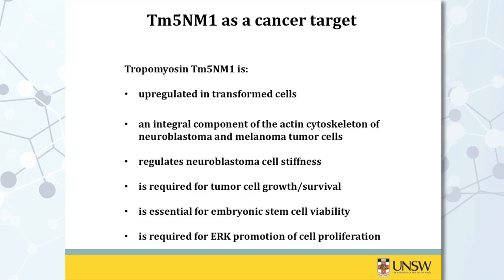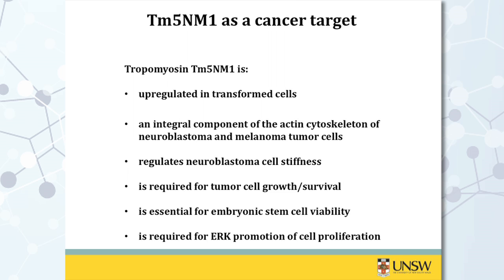Now, what we realized as a result of our research was that there was a specific tropomyosin found in all cancer cells that turned out to be very important. Today it's called TPM 3.1, but its original historical name is TM5NM1. And what we know about this tropomyosin is that it's upregulated in all cancer cells. It's an integral component of the actin cytoskeleton of neuroblastoma, melanoma, and in fact, essentially all tumor cells.